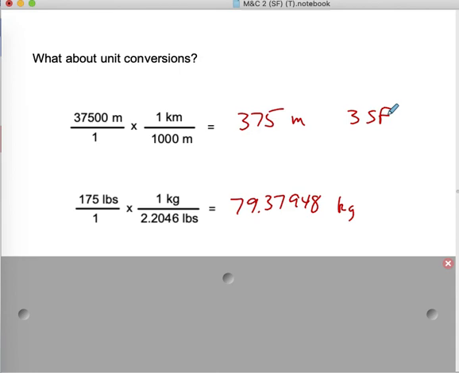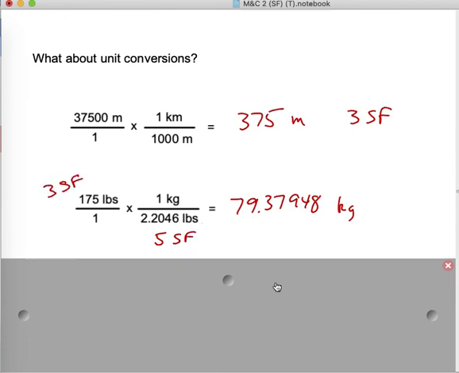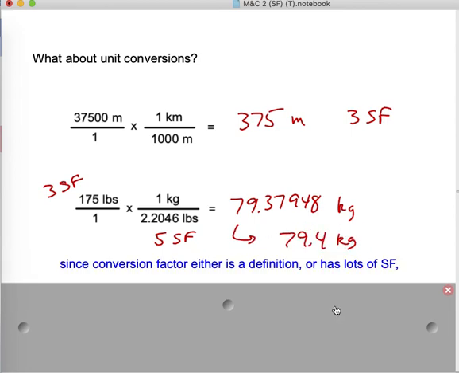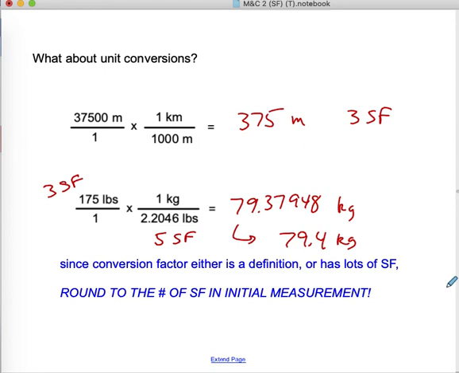However, 1 kilogram over 2.2046 pounds is not a definition. It's actually a measurement because it's between different systems of units, kilograms being the SI system and pounds being the English or American system. But look at that conversion factor. It's got 5 significant figures, whereas my initial measurement only had 3 significant figures. So I will round this also to 3 significant figures, so this becomes 79.4 kilograms. So when you're doing unit conversion problems, your conversion factor is either a definition, which has unlimited significant figures, or if it's between 2 different systems of units, it's got lots and lots of significant figures. So the rule is round to the number of sig figs in your initial measurement.